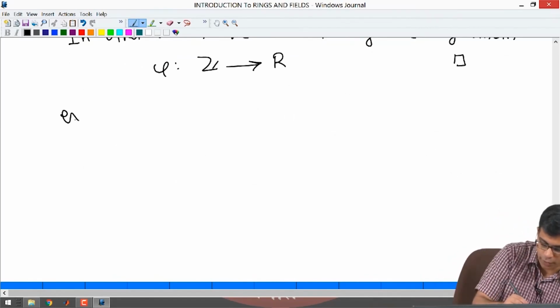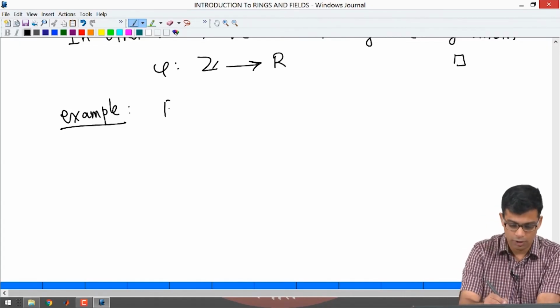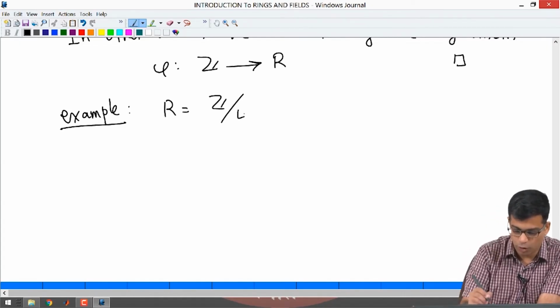So, to illustrate this point and to also give you some subtleties about this, let us look at the example of R. Let us say I take Z mod 4Z.